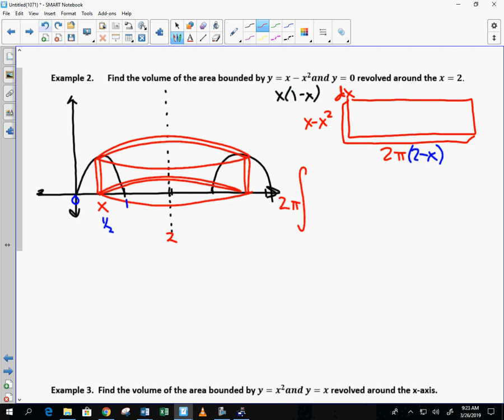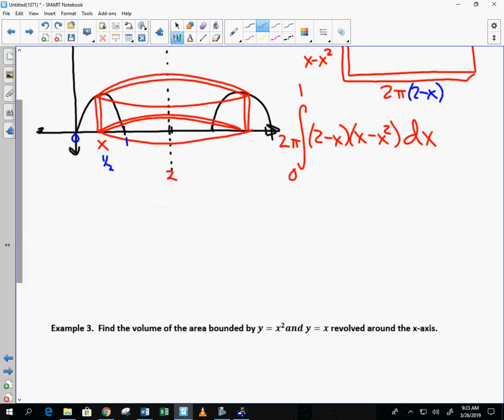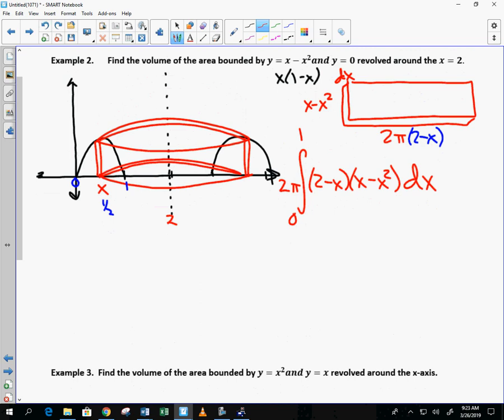Don't even remember. 2 pi times, what are the bounds? 0 to 1, my original area. 0 to 1. And I have 2 minus x times x minus x squared, dx. We good? All right, let's FOIL that out. 2 pi, integral 0 to 1.